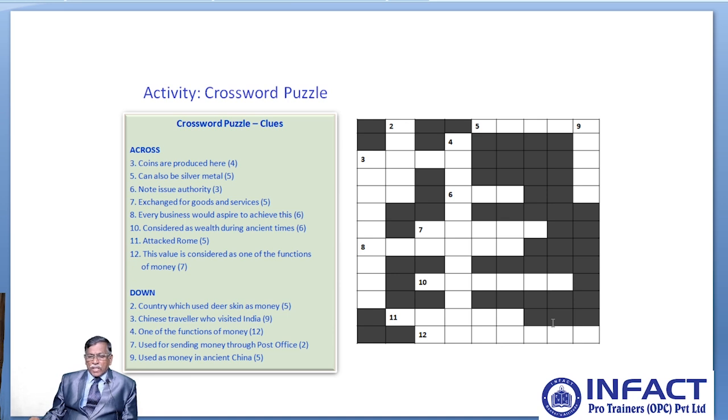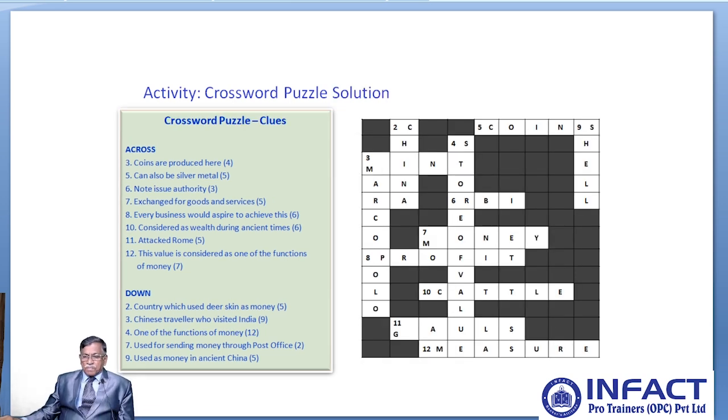Then when you speak about down, number 2, it's a country which used deer skin as money. Just think it over. Some country used deer skin as money. Then number 3 is a Chinese traveler who visited India. Number 4, one of the functions of money. Number 7, used for sending money through post offices. Number 9, used as money in ancient China. Just think it over for a moment, then we can discuss the answers for this crossword puzzle.